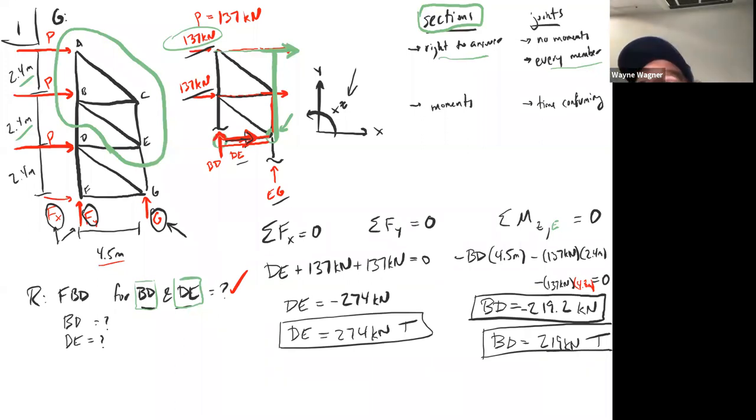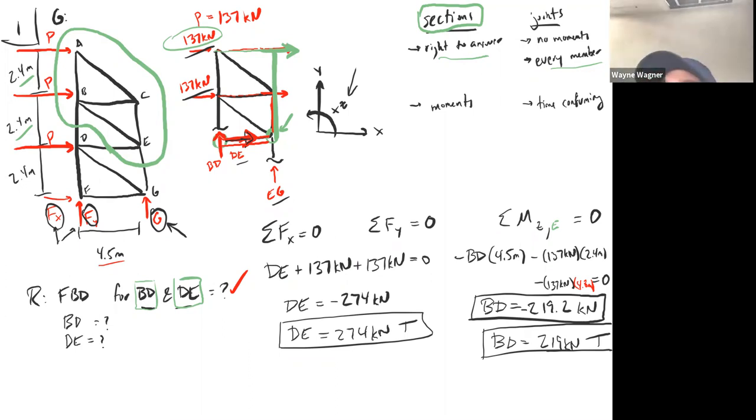Okay, we didn't even need the sum of forces in the Y, which is nice. And that's because we only needed two things, right? So we only need two equations. Sometimes you can't get away with that. Sometimes you might need the third equation. I'm not sure when that would happen, but that could happen. Okay, so that's one way to solve this, okay?